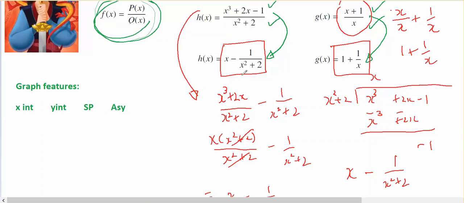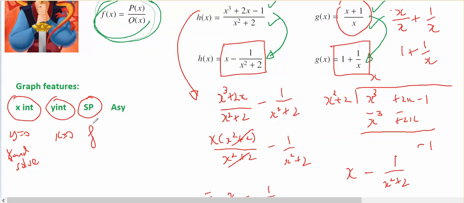Okay, what can I do with this? To find the x-intercepts, I would set y equal to 0 and solve. To find the y-intercept, let x equal 0. To find stationary points, take the derivative, set it equal to 0 and solve. And to find the asymptotes, I'm looking for 1 over 0.